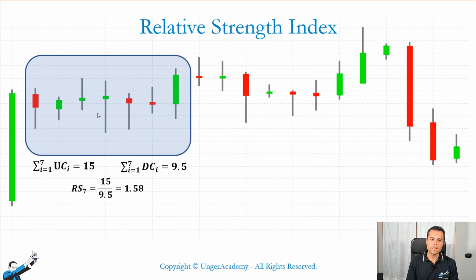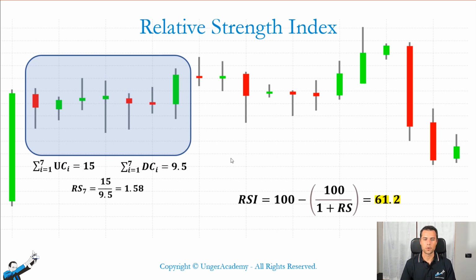Now, the relative strength index is an oscillator that fluctuates from 0 to 100, so its value can only range from 0 to 100. To calculate it, we need to transfer the relative strength concept onto a scale that goes from 0 to 100. How do we do it? Simply by using this formula, which is definitely very straightforward.